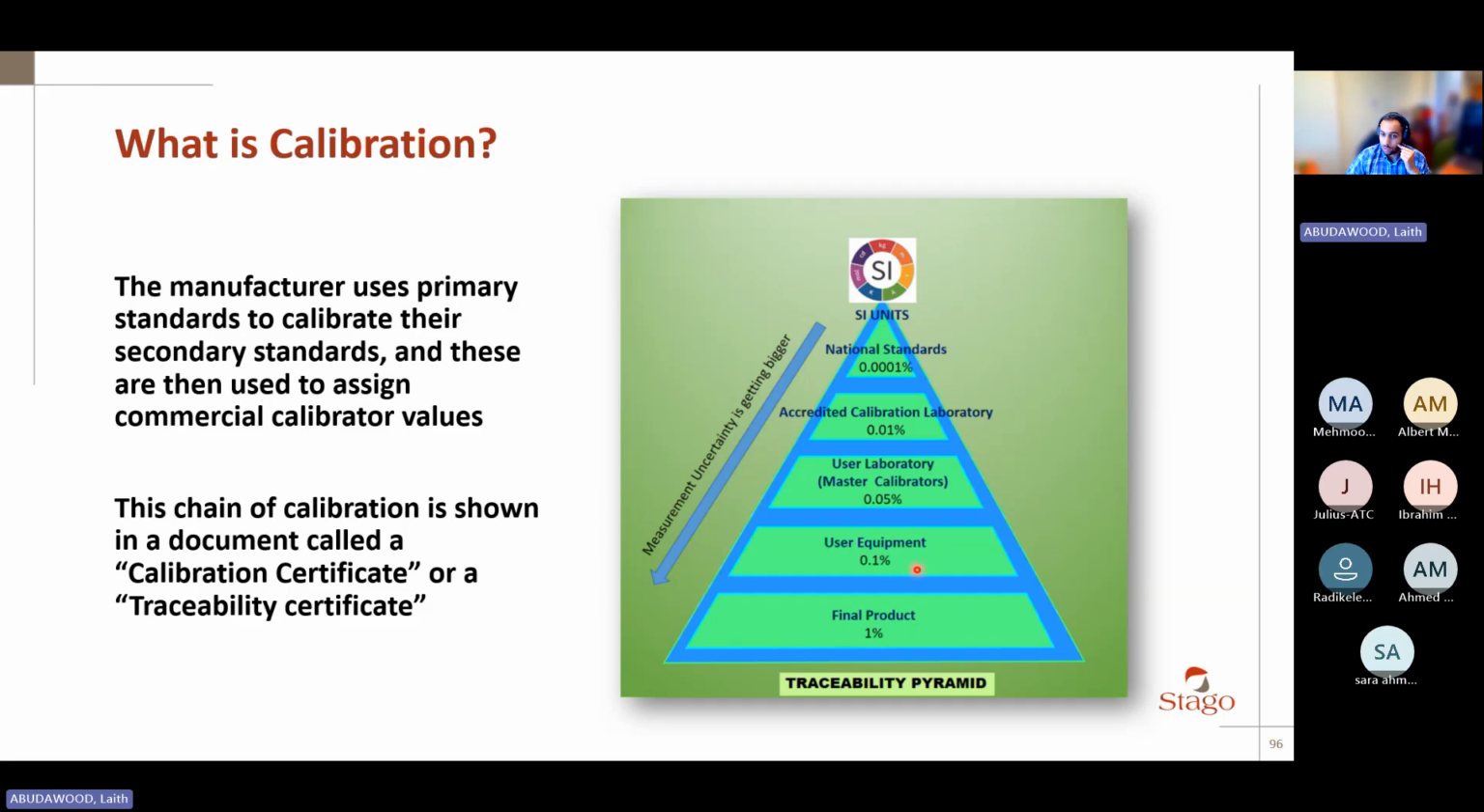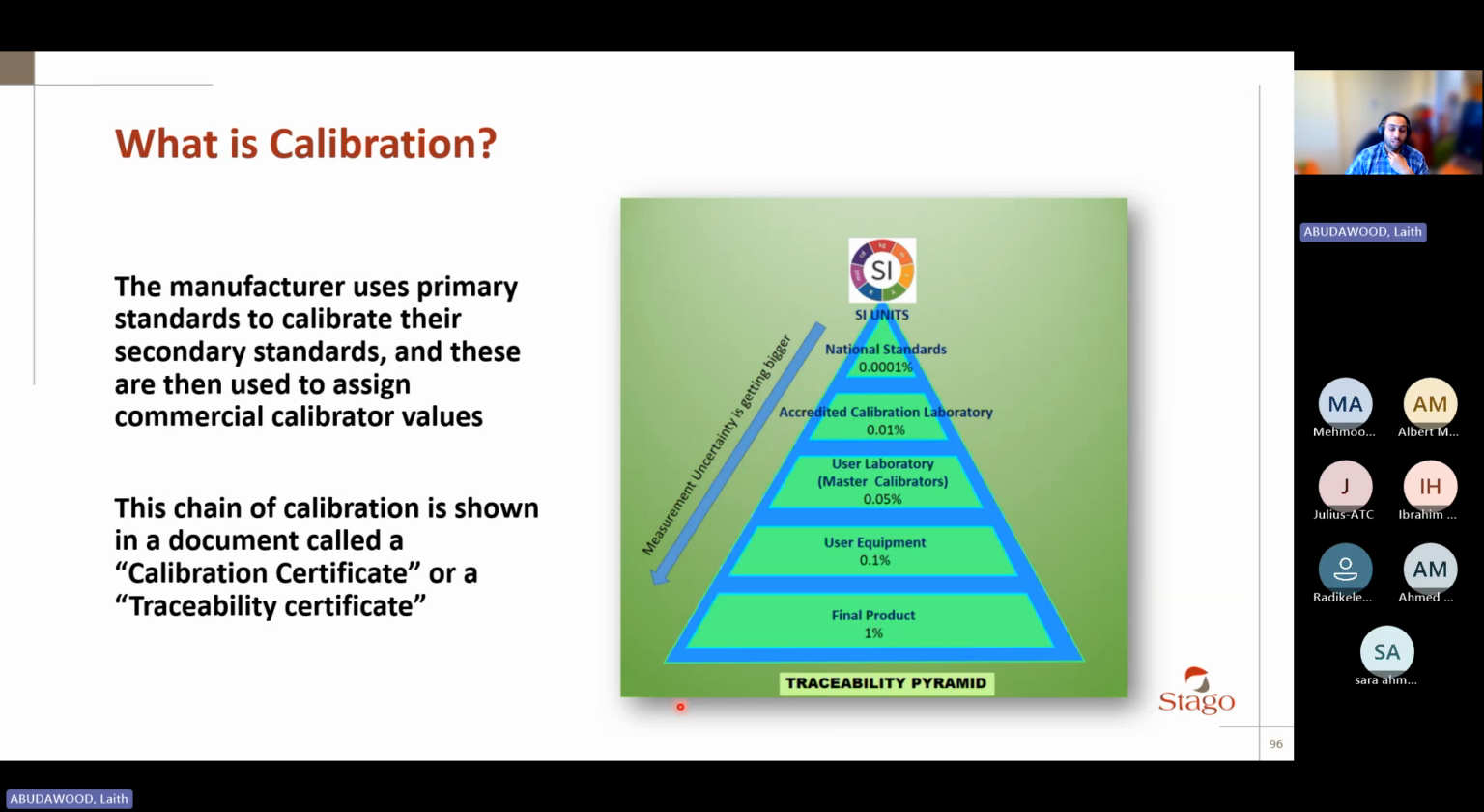So this link between my final result all the way to NIBSC or the international standard, we call it traceability, because I can trace the calibration of this result to my equipment, to the manufacturer, to the national calibration lab, to the international standard, for example. So we call this the traceability chain, okay? Traceability pyramid is just a name that they give in this photo, it doesn't matter.